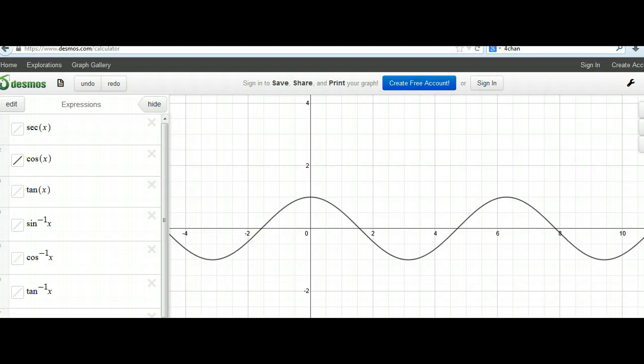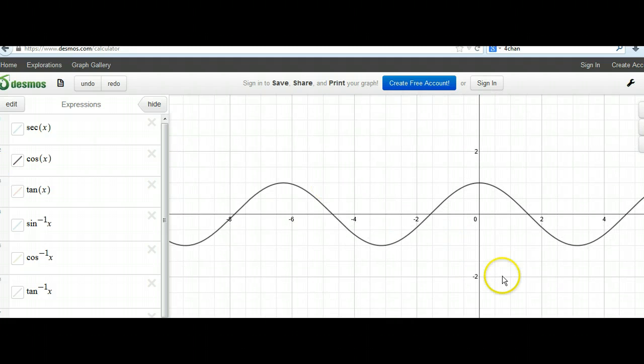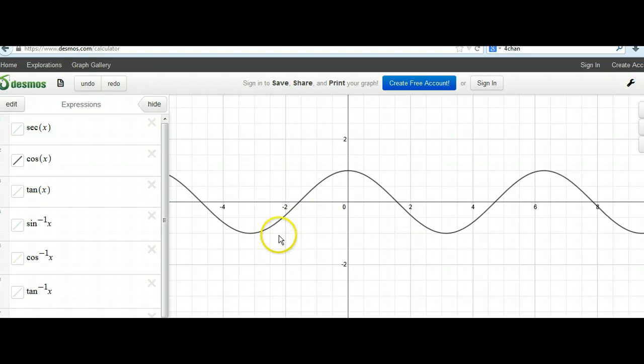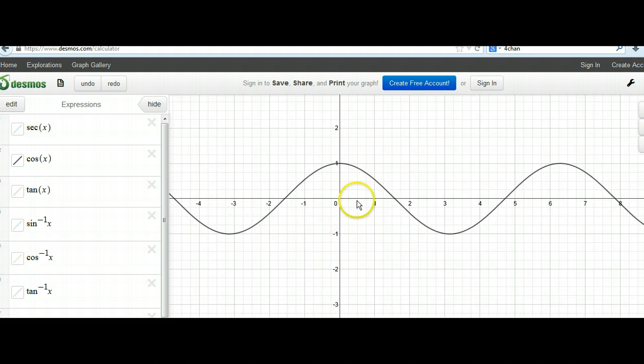All right, first we have to find the domain and range of cosine of x. So you just plug it into your calculator. So we have cosine of x here. We can see that the domain is all real numbers, and the range is from -1 to 1.